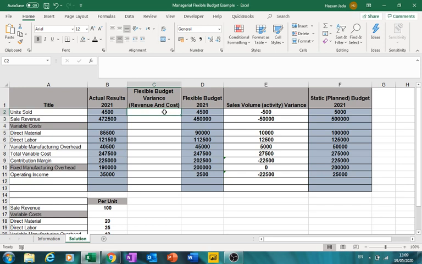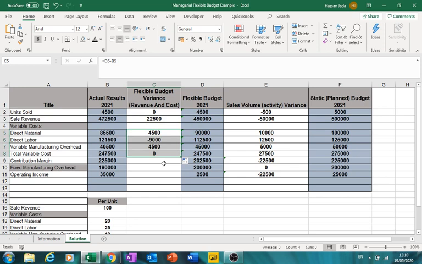For the difference between the flexible budget and the actual results, we can have the formula. For example, we can have B2 minus D2, and we can copy this. Then we have the result differences, the difference between the flexible budget and the actual result. And we can copy it to total variable cost.